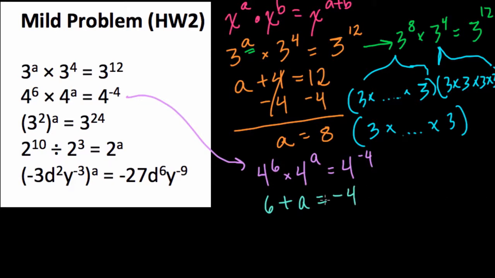So solving for a, what happens? Well, if you think about the addition of negative numbers, you have to add some amount to 6 that gives us negative 4. So if I subtract 6 from both sides, this cancels out, and a is equal to negative 10. And that makes sense. You have 6, you take 10 away, and that gives you negative 4, the exponent we need.